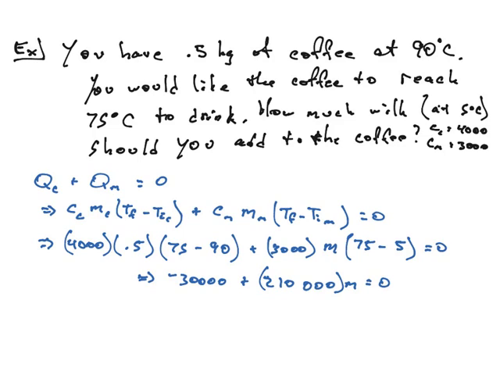Okay. And now all we have to do is solve this for m. So we keep m on one side, everything else goes on the other. So 210,000 times m equals 30,000. So m must be 30,000 over 210,000. I get 0.14 kilograms.